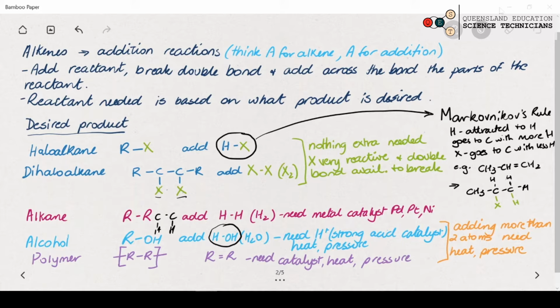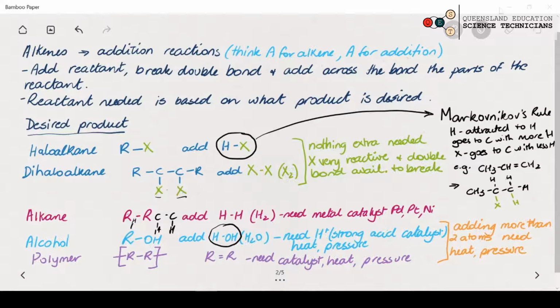If I want to make an alcohol, I need to have this OH, but remember I've also got on that other carbon another hydrogen. So on one carbon we'll have the OH bond and the other one is a hydrogen. So in this case we're adding our HOH, which is our water, and in this case we need our strong acid catalyst, but we'll also need heat and pressure. With a polymer, we're adding lots of the alkenes together to polymerize to form our long chain. We need that catalyst, we need heat and pressure.